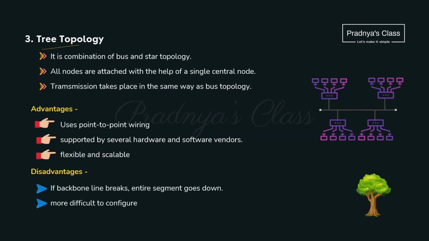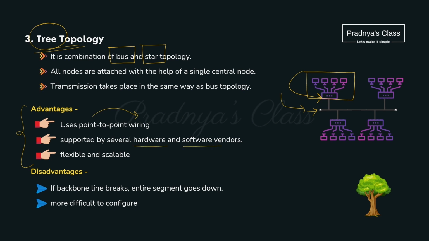Here is the third and last topology we are going to discuss, that is tree topology. It is a combination of bus and star topology. Look at the diagram. There is a single transmission path as bus topology and all the devices are connected to the centralized hub. That's why it is a combination of bus and star topology. Look at the advantages. It uses point-to-point wiring supported by several hardware and software vendors, flexible and scalable. Then what about disadvantages? It is difficult to configure and if backbone line breaks, entire segment goes down.